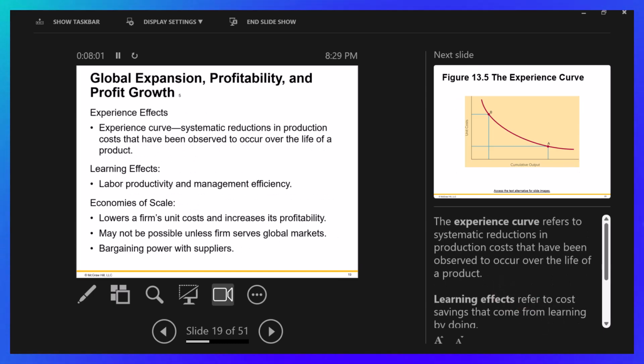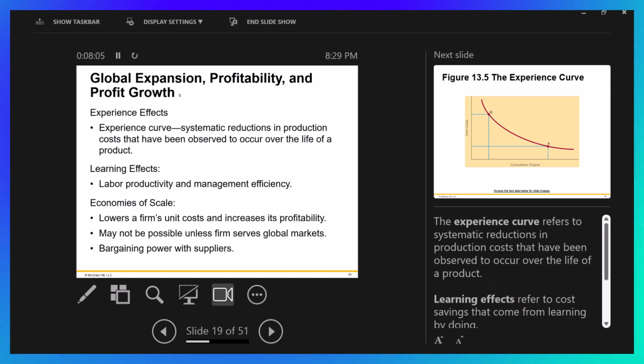Experience effects. The experience curve describes systematic reductions in production costs that have been observed to occur over the life of a product. These come from learning effects, labor productivity and management efficiency, and then economies of scale. This lowers a firm's unit costs and increases its profitability. It may not be possible unless a firm serves global markets, because of bargaining power with suppliers.